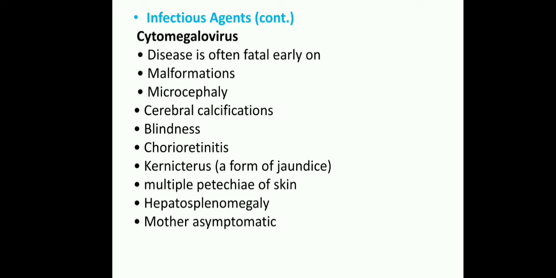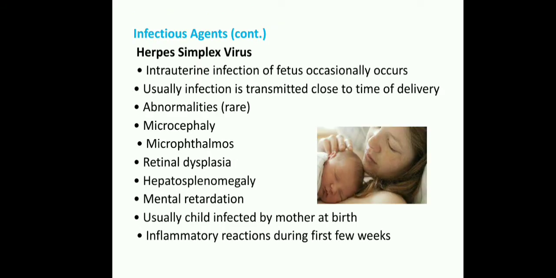Whenever the mother is suffering with cytomegalovirus, the mother may be asymptomatic, but the baby has malformations like microcephaly, cerebral calcification, blindness, chorioretinitis, kernicterus, everything is there. Okay. And next one is the infectious agent herpes simplex virus.